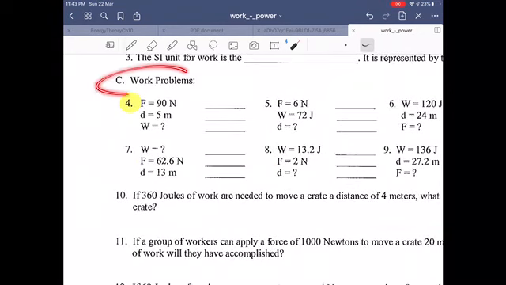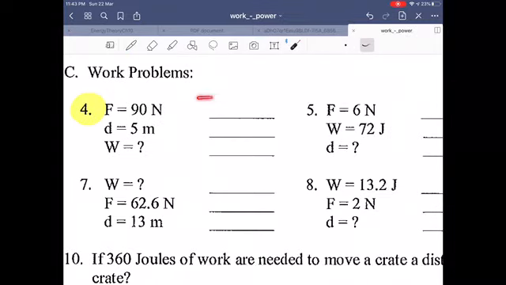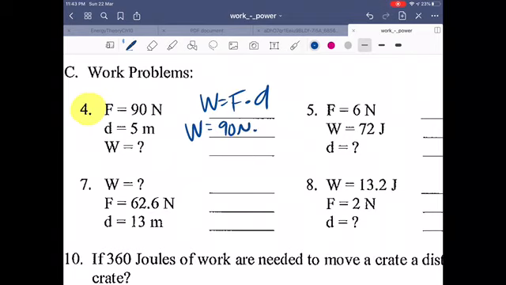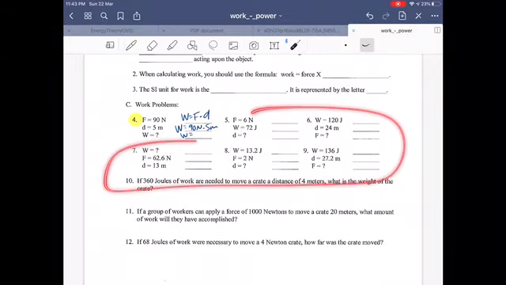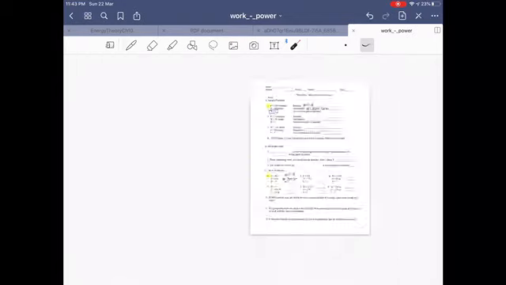Then in here, in this one, you need to work these problems. They're also for you to practice. You're searching for work, so you will use this space right here to answer it. So you have work equals force times distance, so work equals 90 newtons times 5 meters, and then you write your answer right here. And then you will do the rest of them, right? And then you have 10, 11, 12.